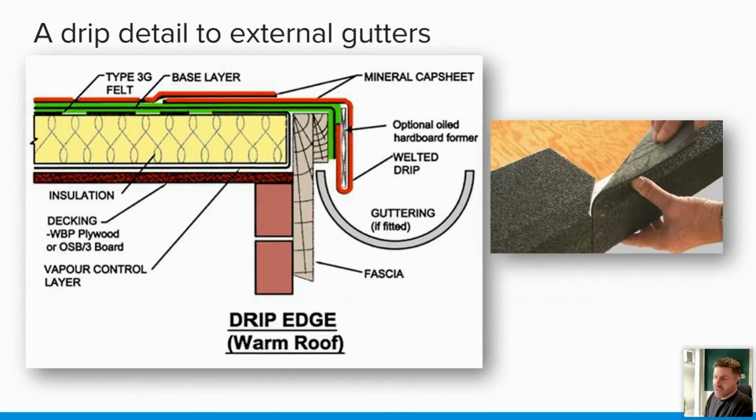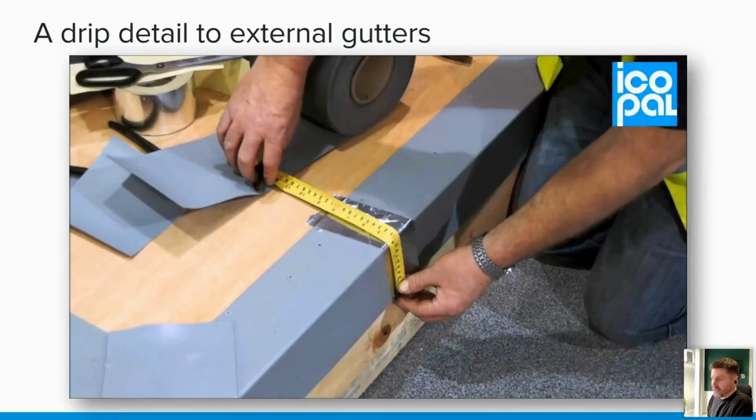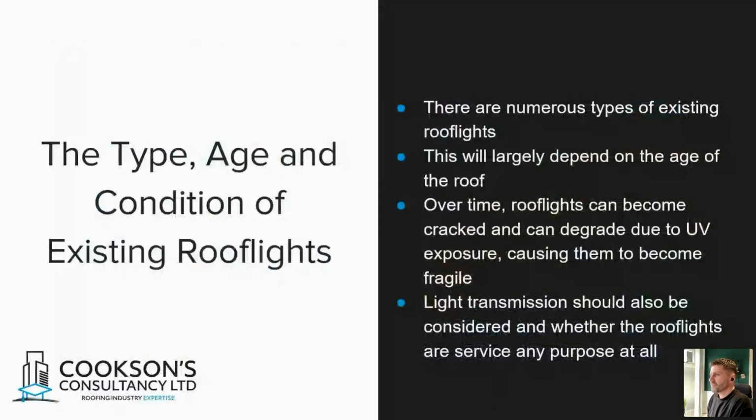Single ply system, welted drip, again, it's usually a preformed detail metal usually that the single ply can then be welded to and terminated on these sections. And then the single ply can be welded and the drip detail can be formed.